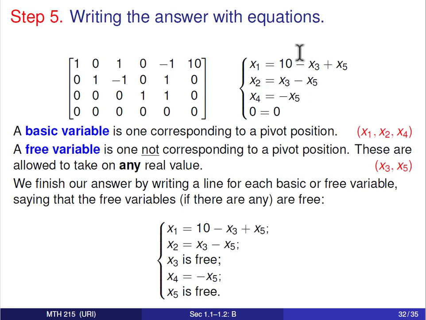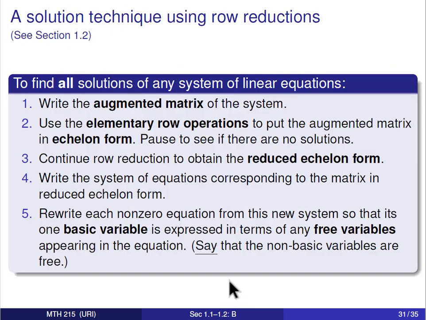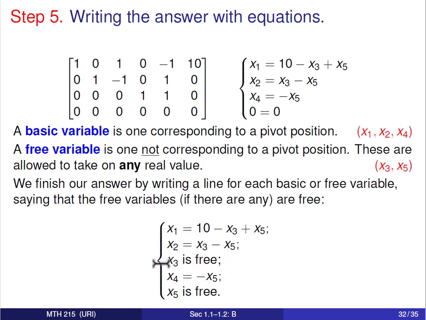To write my answer, I'm going to write each of these equations for x1, x2, and x4, just as they're solved for up there. And then for x3 and for x5, these free variables, I'm going to write the phrase x3 is free and x5 is free. All right? Now, when you have done that, you have satisfied step 5. We write each basic variable in terms of any free variables, and we say that the non-basic variables are free. In other words, we've got these lines saying that x3 and x5 are free.